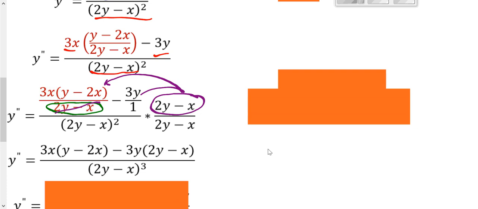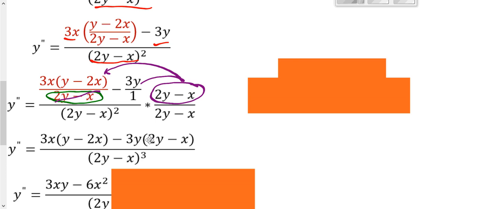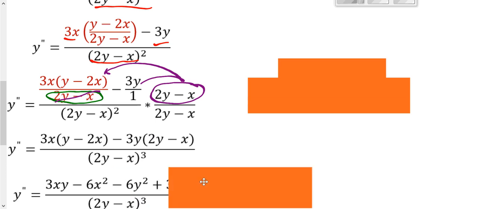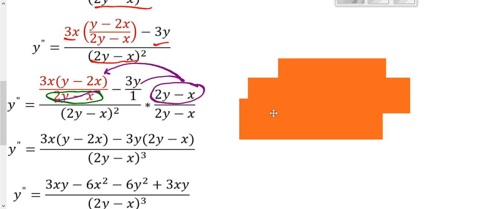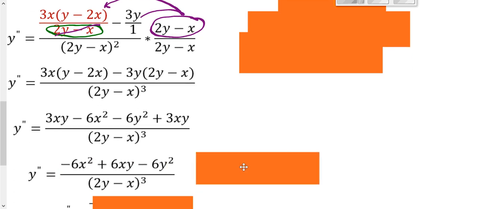So now we just have to go ahead and try to get rid of the parentheses, and if we happen to have some like terms, combine like terms. So we'll distribute through our 3x, distribute through our negative 3y, making sure you distribute the negative through. You'll notice here we have a 3xy and another 3xy. Those are like terms. We can combine those together. Now, this is really your second derivative.